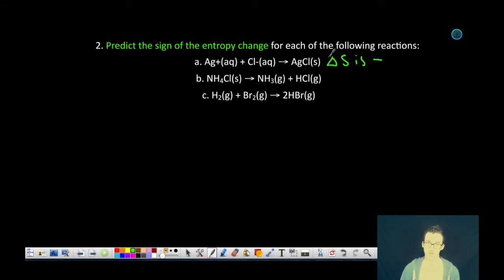We go from aqueous to solid. Conversely, as you look at part B here, we've got a solid that forms gas molecules. So here our entropy change is going to be positive. We're forming more disorder, more chaos. And then lastly, part C here, we're given 2 moles of gases on the left and 2 moles of gases on the right. And so as we try and think about what's going on with our change in entropy here, change in entropy cannot be determined.